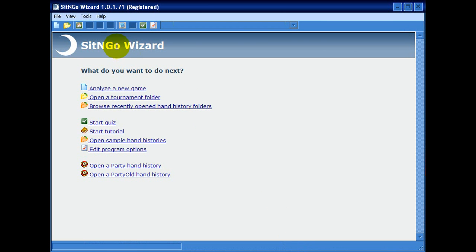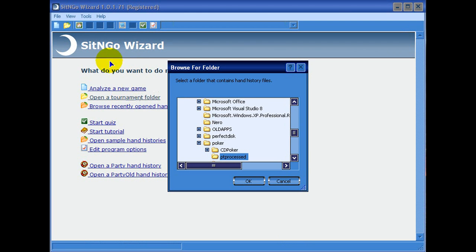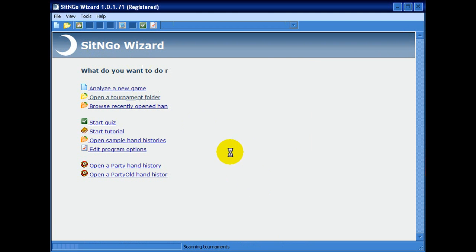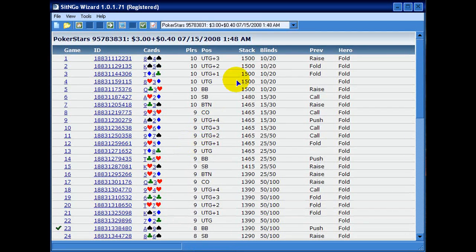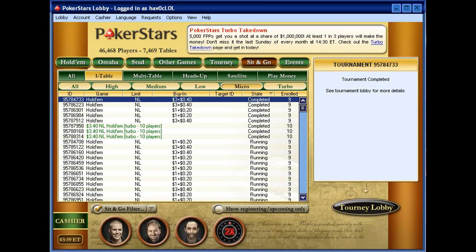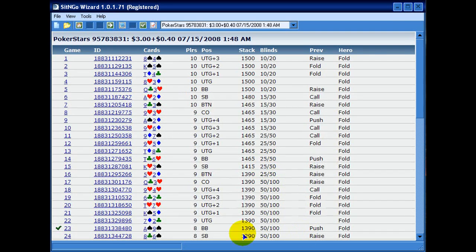So what we can do is go open a tournament folder here in Sit and Go Wizard. This is just the main screen, and we can go open, and we've got hand histories, Havoc Lol, which is my PokerStars username. And if I have any tournaments there, it will be opened up. Okay, so that's how you start it all up.